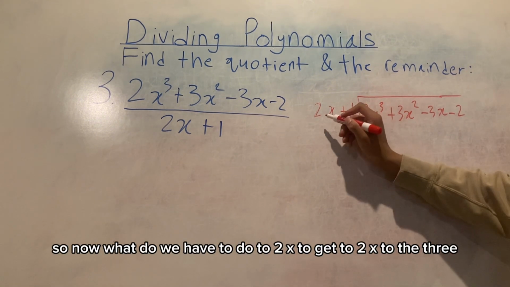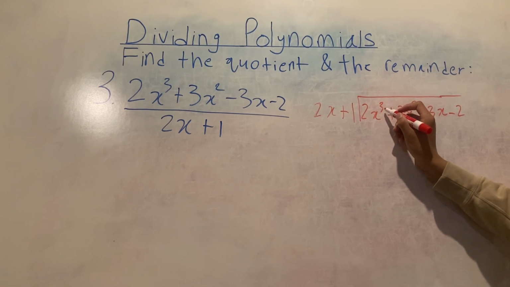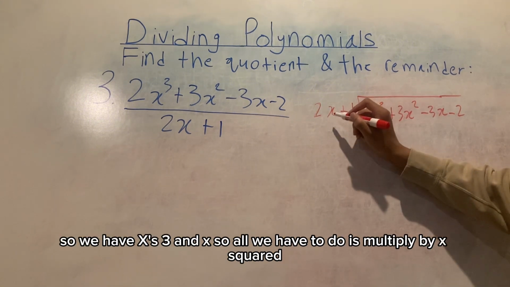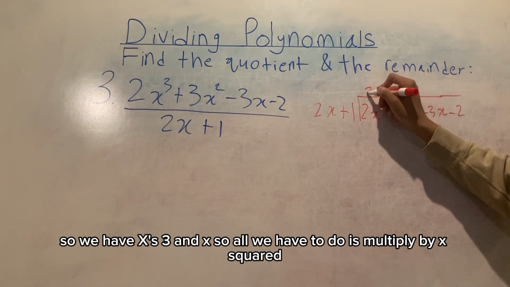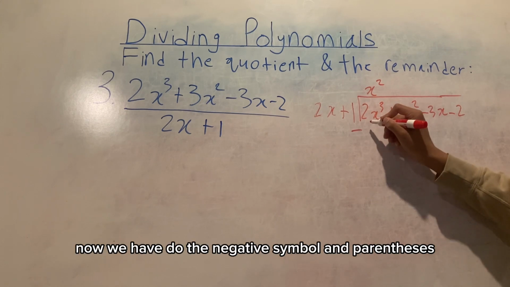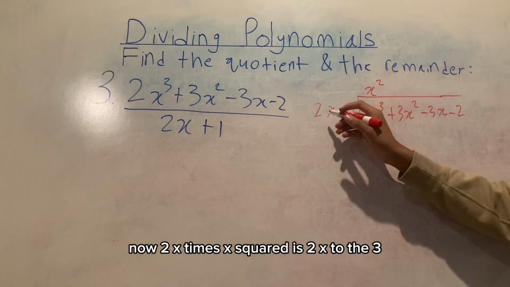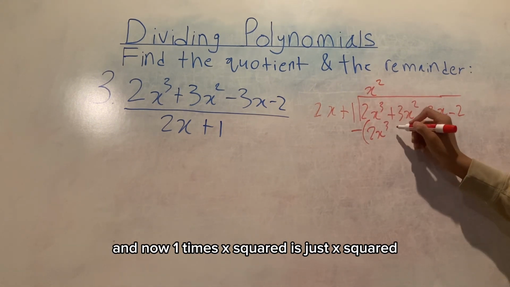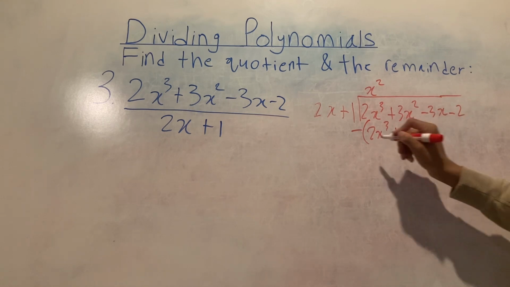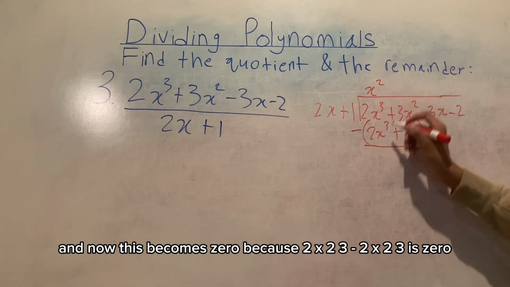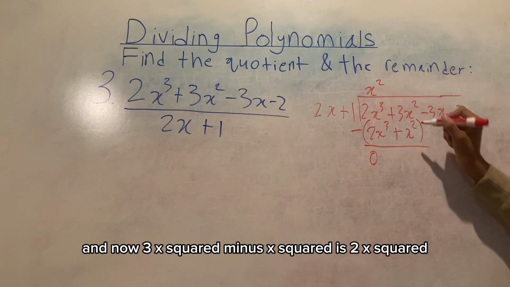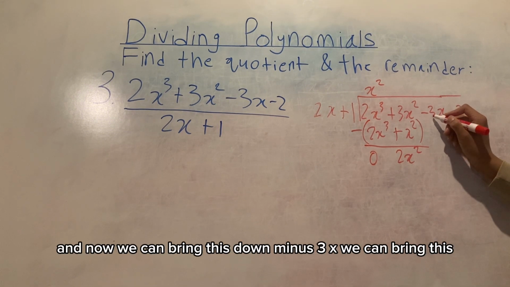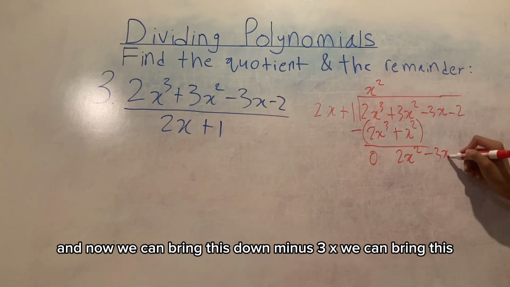Now what do we have to do to 2x to get to 2x to the 3? Well, we already have the 2, but the x's are different. We have x to the 3 and x. So all we have to do is multiply by x squared. Now we put the negative symbol and parentheses. 2x times x squared is 2x to the 3, and 1 times x squared is just x squared. Now this becomes 0 because 2x to the 3 minus 2x to the 3 is 0. And 3x squared minus x squared is 2x squared. Now we can bring this down. Minus 3x, we can bring this down.